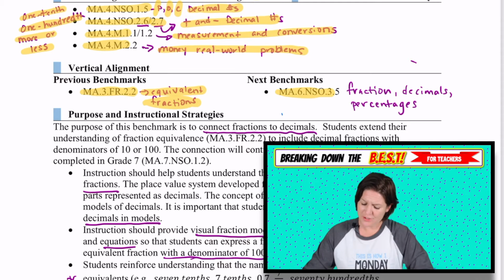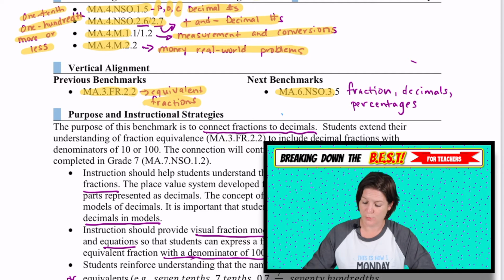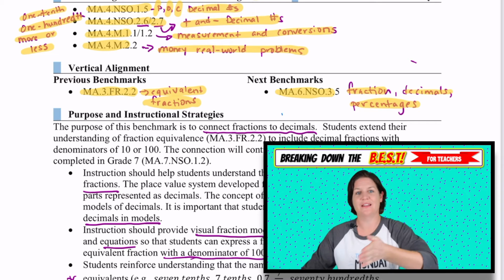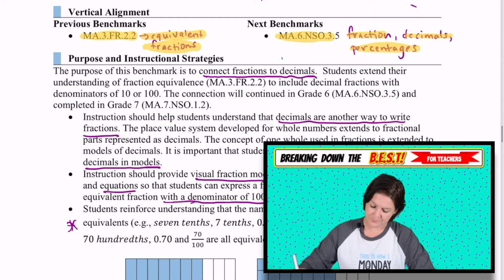Well, they do definitely have work in 5th grade. So there are some 5th grade standards that are focusing on decimals. But in 6th grade, we're also converting fractions, decimals, and percentages. So this is kind of the one that aligns. This 6th grade one aligns to what we're doing today.